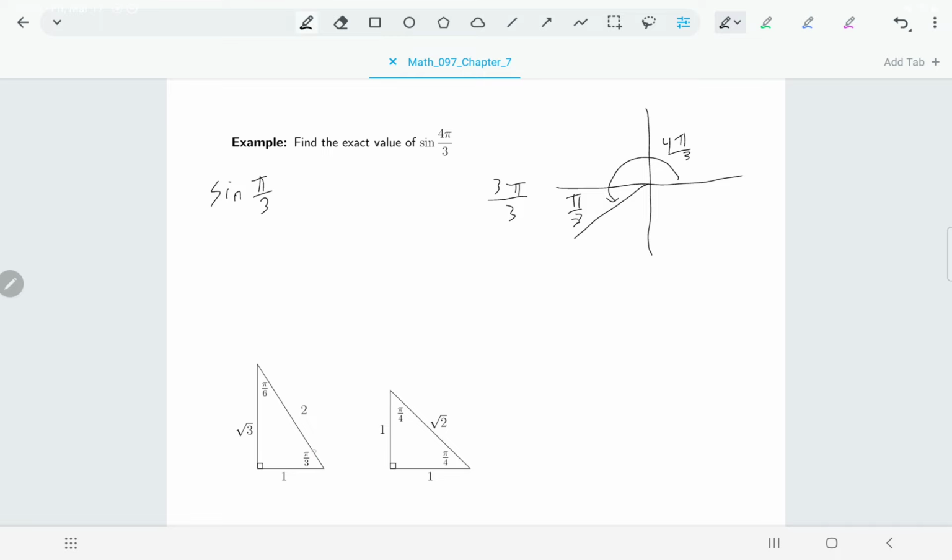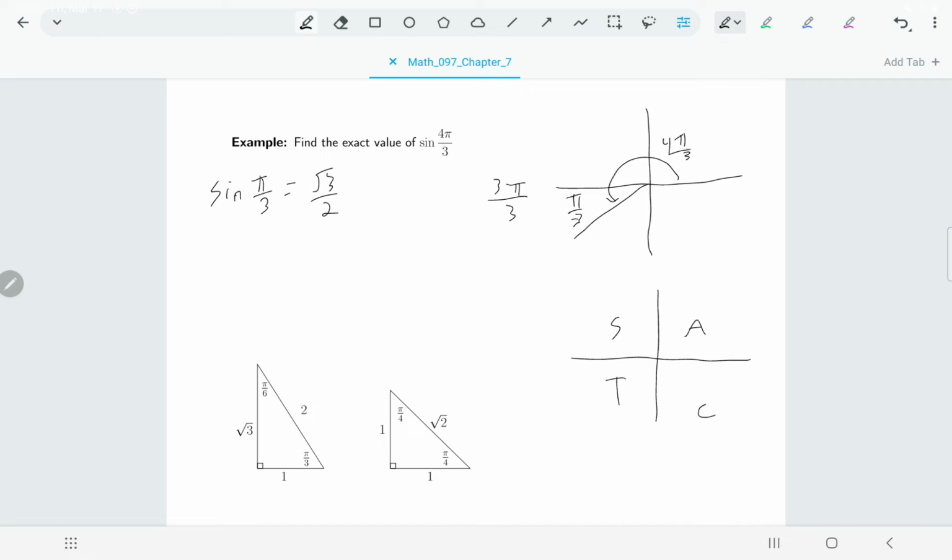And looking at our special triangle, sine is opposite over hypotenuse. So for pi over 3, opposite is root of 3, and hypotenuse is 2. So root of 3 over 2. And there we go. We found our value for sine of pi over 3, and now we're ready to find out for 4 pi over 3, is sine going to be positive or negative?